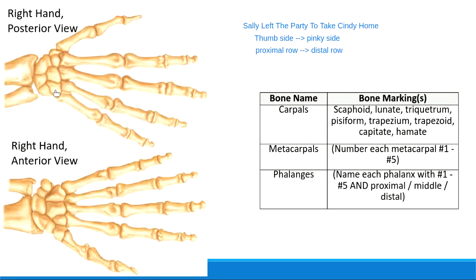So use your phrase, or if you don't like this party phrase, because we're all missing having parties right now, right? If you don't like the party phrase, Google has a whole bunch of other ones that you can use too. We just want to make sure that we know the order that those carpal bones go in. So that's the names of those carpal bones for us.